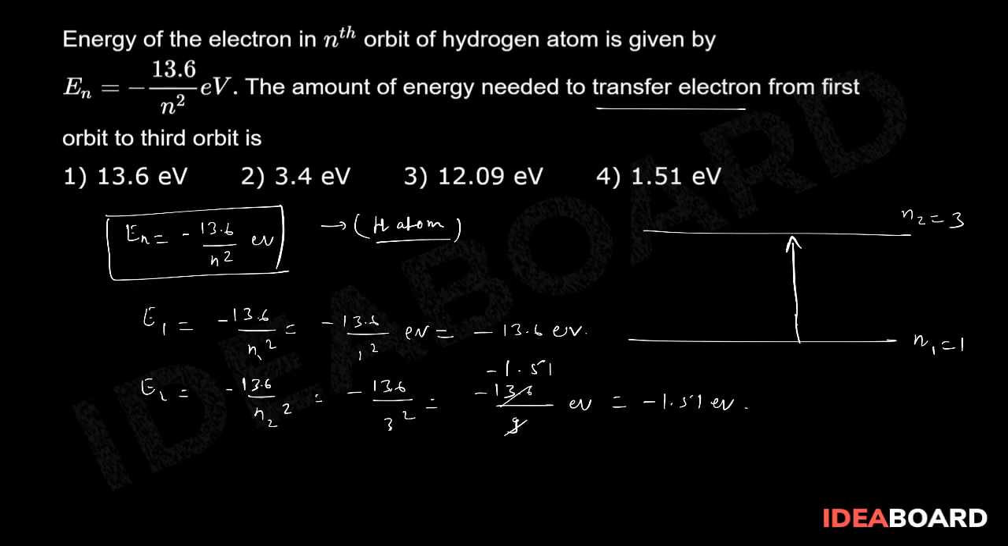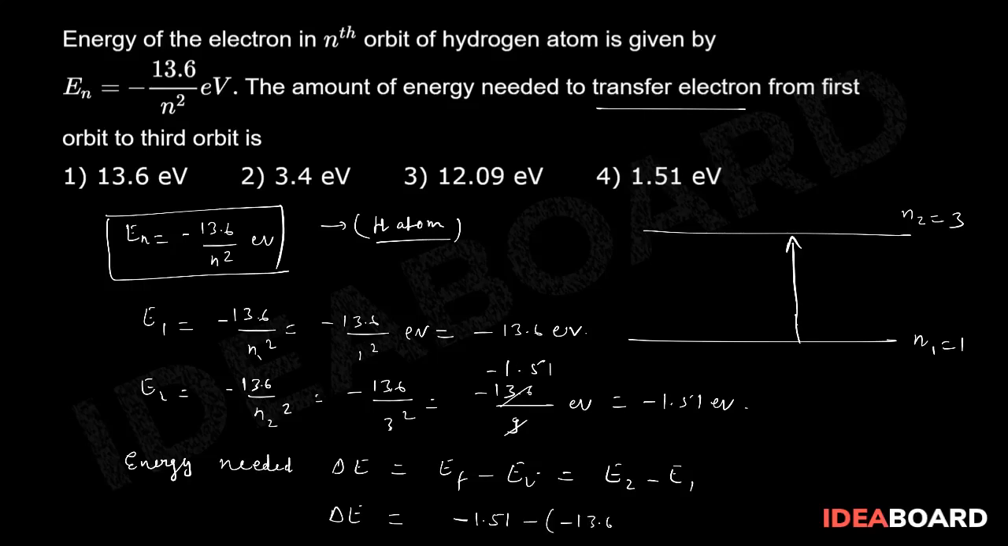Correct? Now energy needed, delta E, is going to be E final minus E initial, or I should say E2 minus E1, right? So now let us put the value. This will be E2 is minus 1.51 minus of minus 13.6. So this can be written as 13.6 minus 1.51 electron volts.